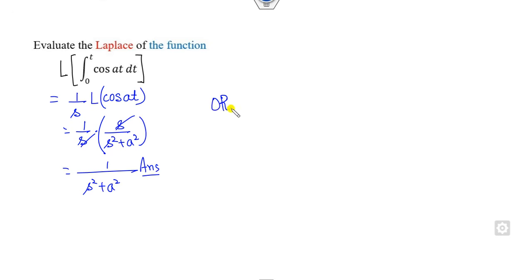Or you can also do the same question this way. You can first integrate them. What is the integration of the cos? That's sine of at from 0 to t. So that will be the Laplace of sine at minus sine 0, which will be 0.